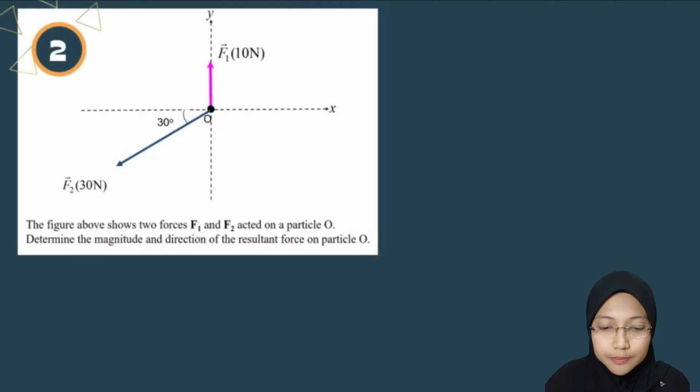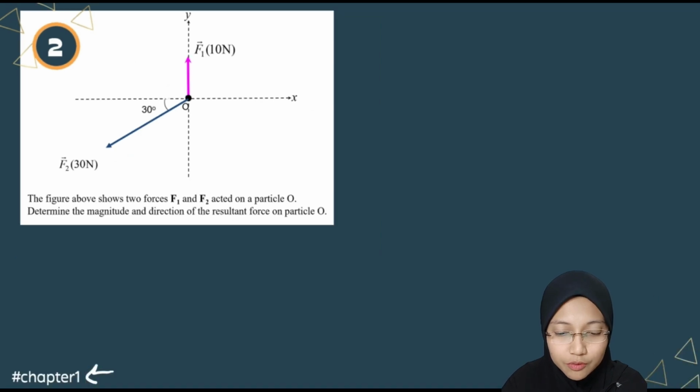Okay, for number 2, again we have the question from chapter 1. The figure shows two forces F1 and F2 acting on a particle O. So this is where your particle O is. Determine the magnitude and also direction of the resultant force on particle O. So for this question, we are going to get the resultant force.